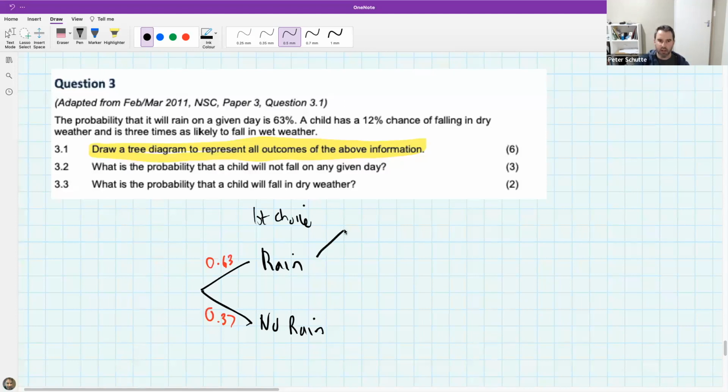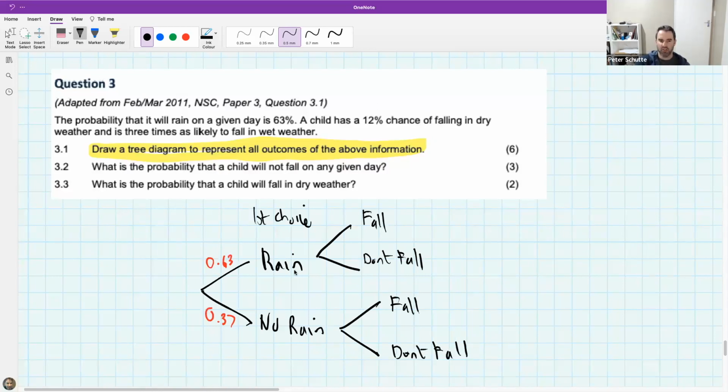Now, it says here that a child has a 12% chance of falling. But before we even think about this, what do we think are the 2 options that we're going to be splitting up for the second choice or the second event? Because that's a little bit sneaky in this question. What are the 2 choices? It's not so much dry or wet, it's going to be whether or not you fall or you don't fall. And this one can be, because you can still fall when it's not raining.